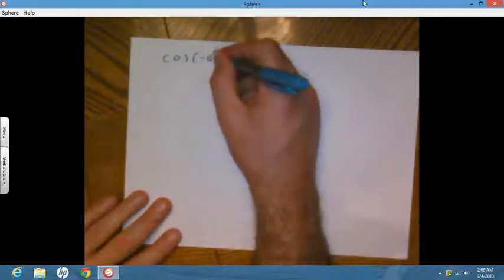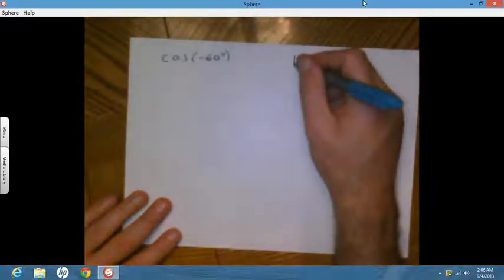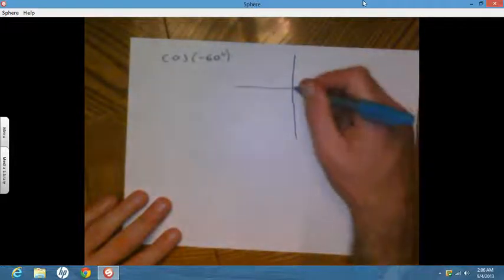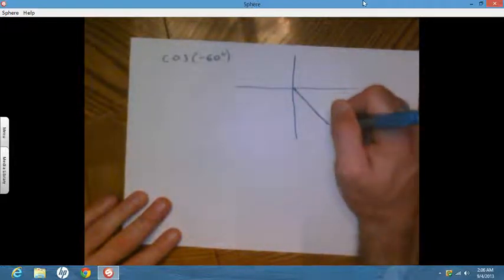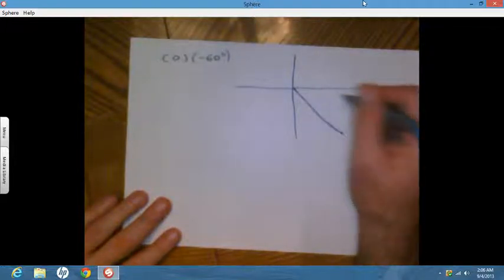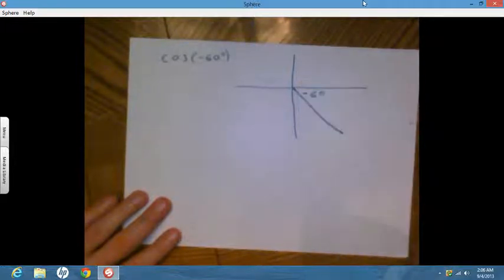Okay, negative 60 degrees. Well, remember, for negative angles, we just go clockwise. So that means I'm over here. Here's my 60 degrees, or negative 60 degrees, right? And I'm in the second quadrant.